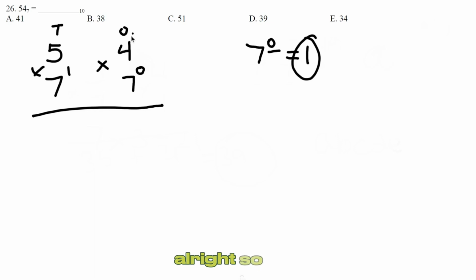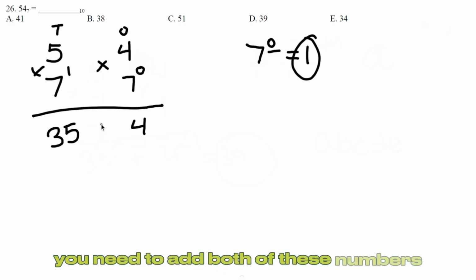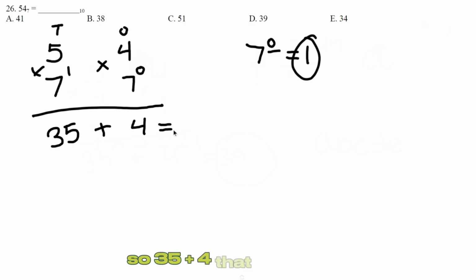Alright, so 1 times 4, that is just 4. And 5 times 7, because any number to the power of 1 is just that number by itself. So 5 times 7 is 35. Alright, now you need to add both of these numbers. So 35 plus 4, that equals 39. And that's your answer.